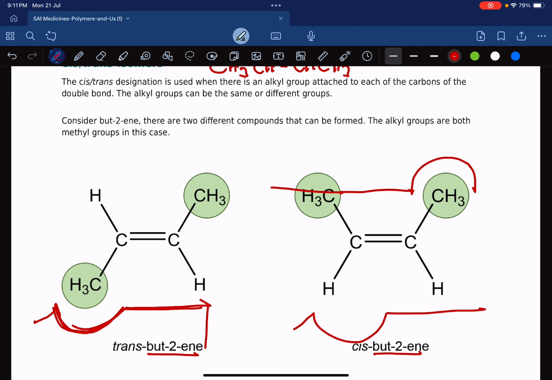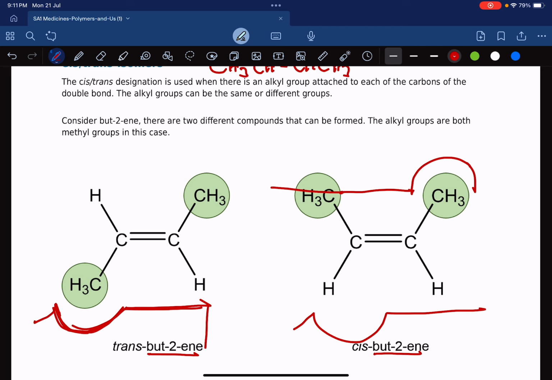So what I'm trying to explain to you here is, although they look the same and their name is the same, they are not exactly the same. One is called trans-butene. Trans basically means transatlantic. That means opposite direction. These two groups are opposite of each other.